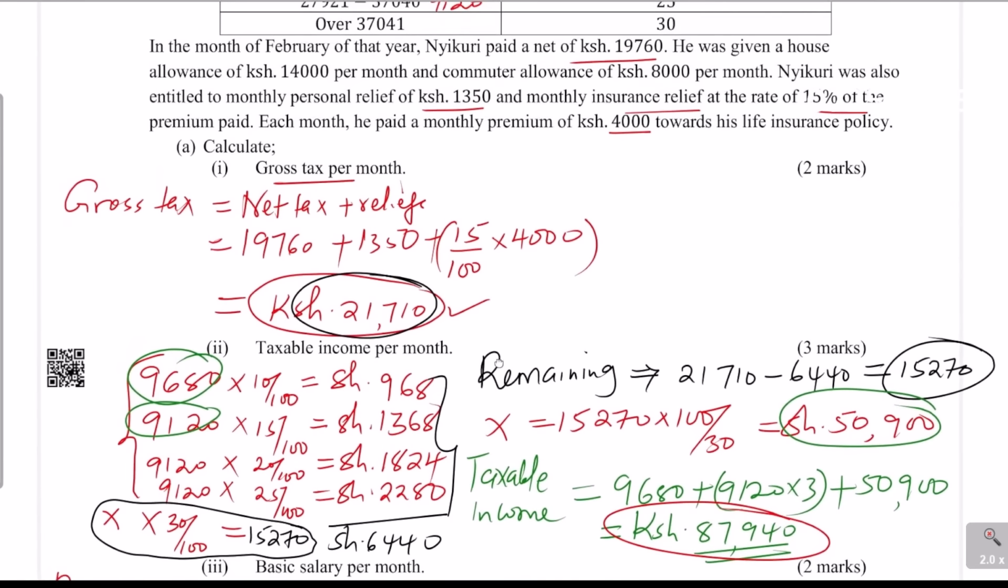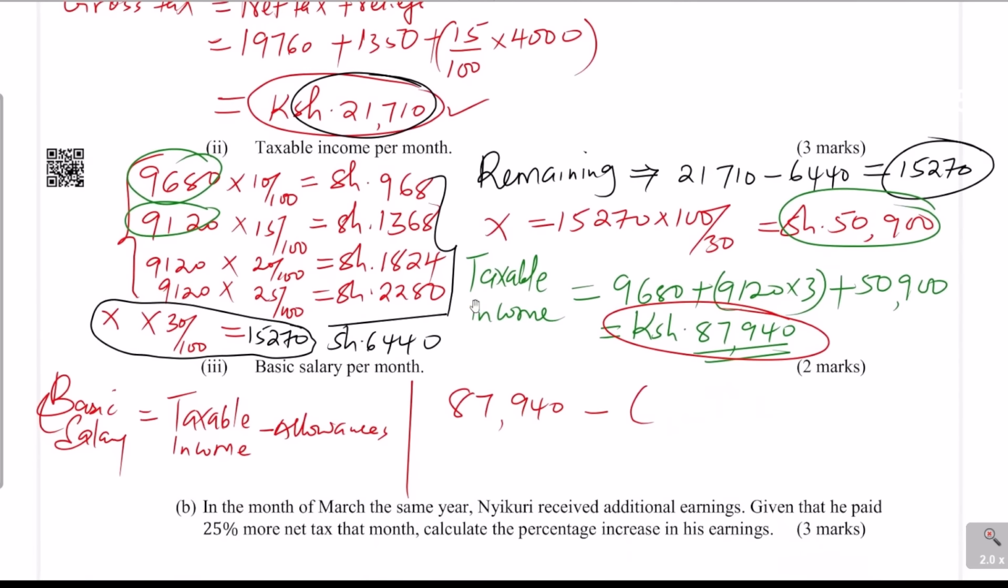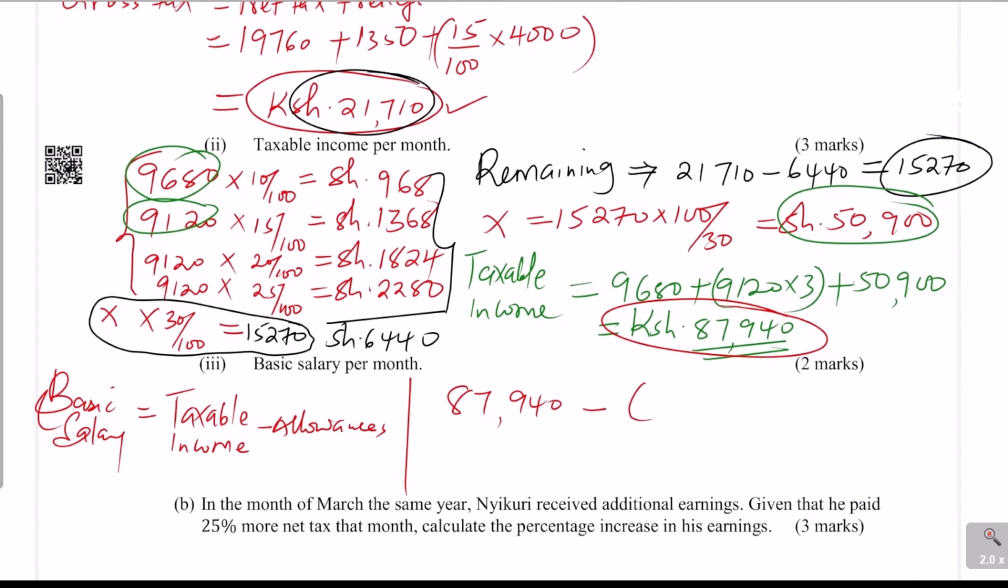The allowances are given here. We have 14,000 for house allowance and commuter allowance, 8,000. So that is 14,000 plus 8,000, which is 22,000. So 87,940 subtract 22,000 will give 65,940. So that is the basic salary, simply by getting taxable income, subtract all the allowances.